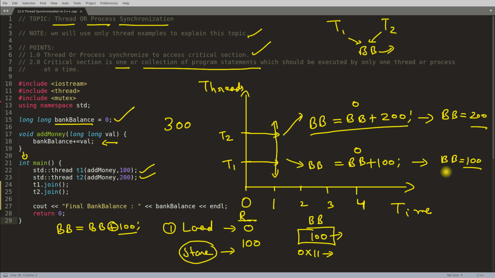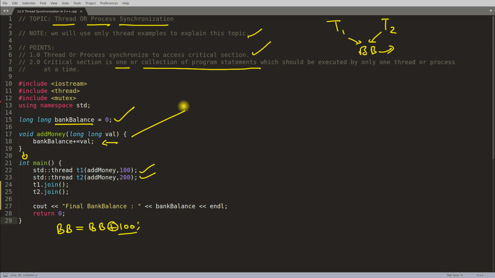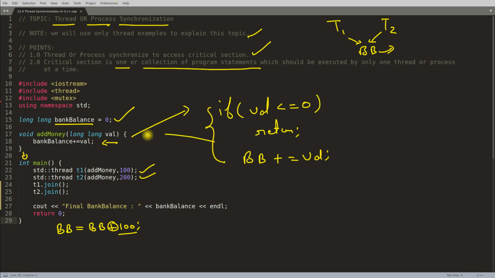Now whatever we discussed so far is a problem. Now we will go for the solution, and I know you know the solution. The solution is locking mechanisms, and we will use mutex for that. What I mean by this is, let's suppose you have this condition like if value is less than or equal to 0, you just return. Okay, before reaching this statement, actually you have this condition also. And then after this, you have this bank balance plus equal to VAL. Okay, and you have this inside your function.